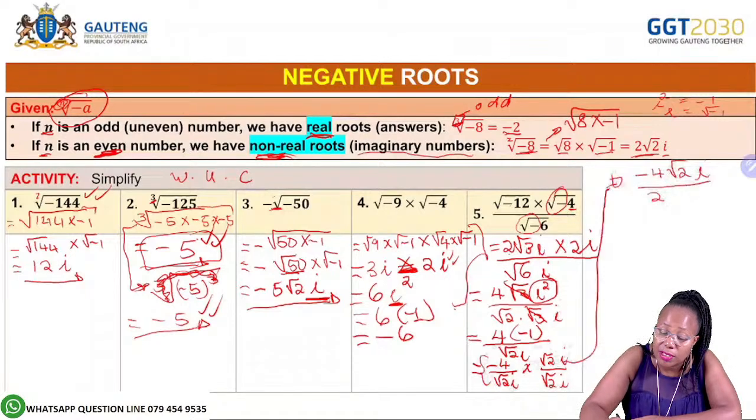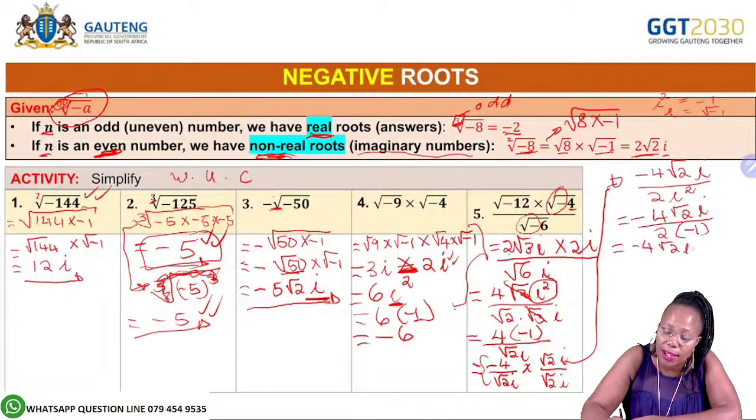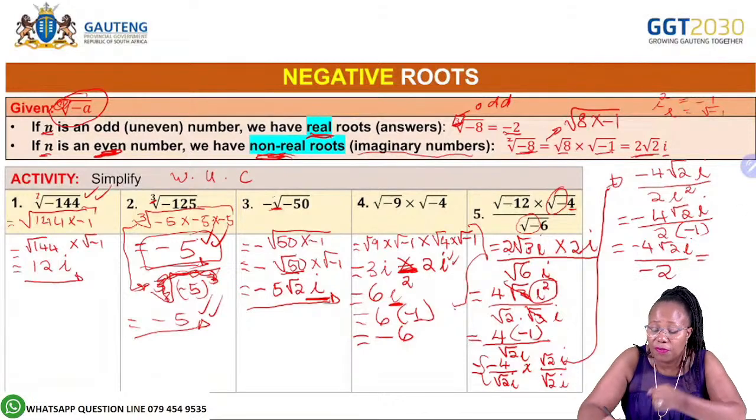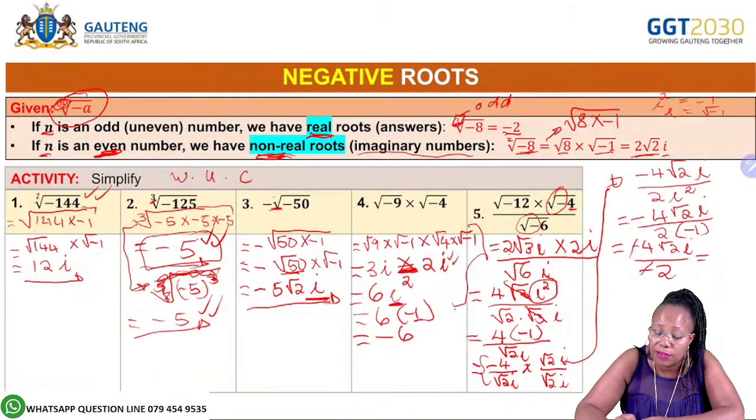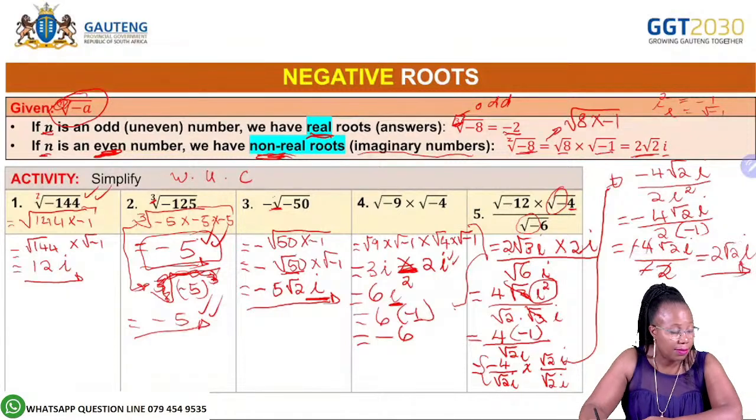And then i times i will be i squared. And then this will give us a minus 4 square root of 2i over 2. Remember, negative i squared is a negative 1. And then we have minus 4 square root of 2i over negative 2 there. Can you see we are busy simplifying this further? A negative divided by negative is a positive, and then the 2 goes into 4 two times. So the answer will be 2 square root 2i simplified.